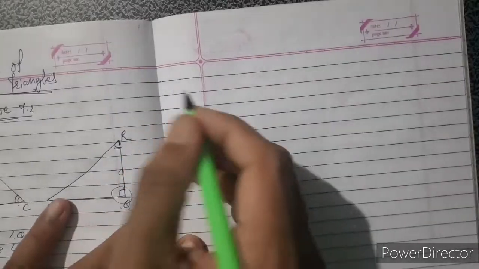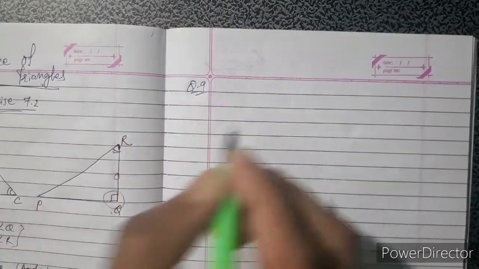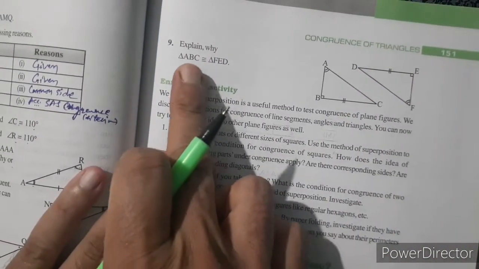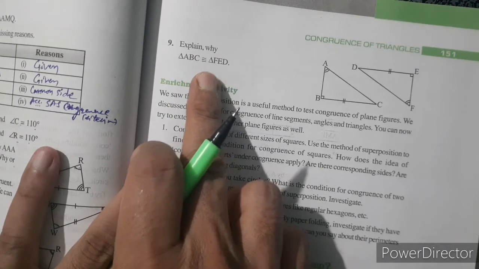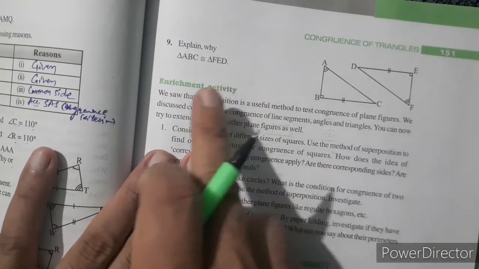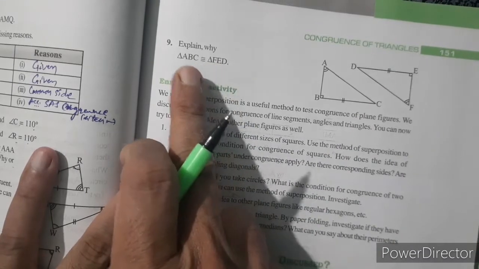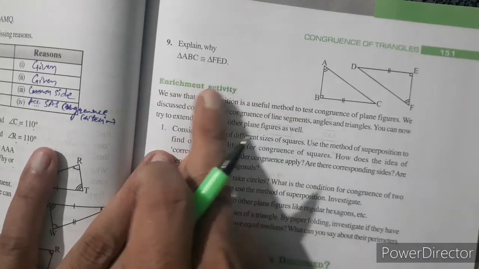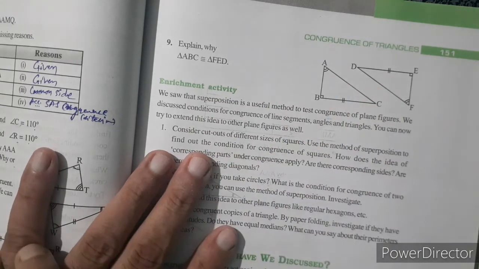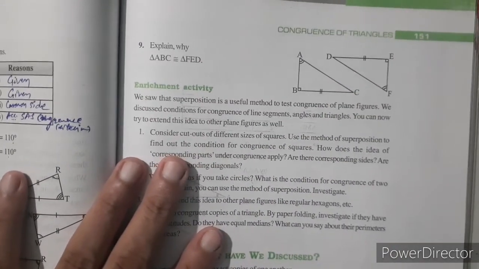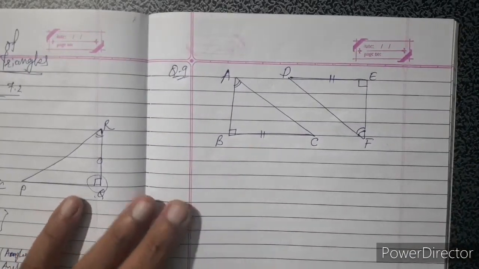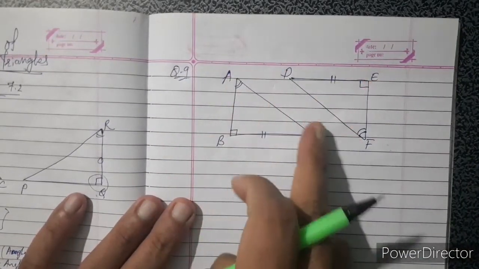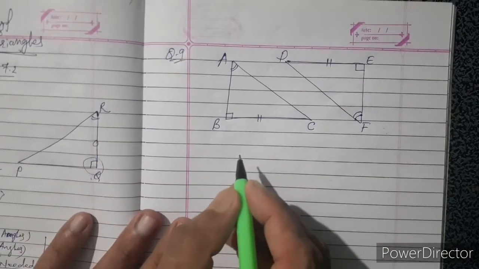Now question number 9. Look here, explain why ABC and EFD are congruent. Two triangles are there, and just prove why they are congruent. They are congruent, it's already given, but you just prove why they are congruent. Look here, the diagram ABC and DEF. First we write down the corresponding parts.